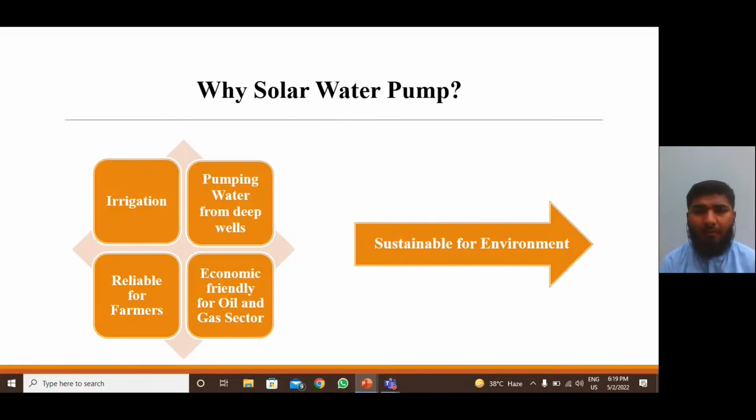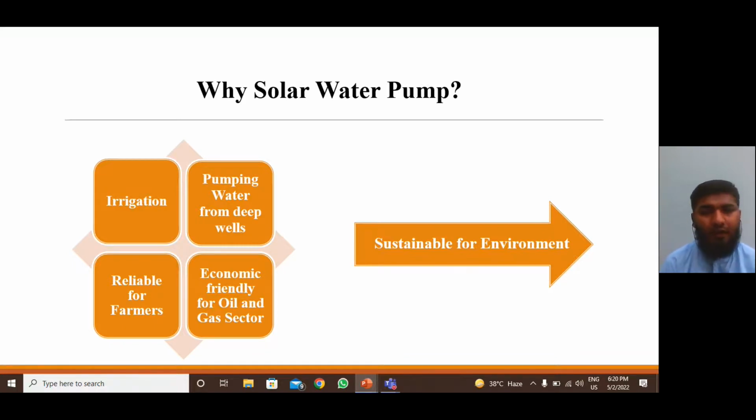Why solar water pump? As I discussed, solar water pump is essential to improve the efficiency of irrigation systems. It is more reliable for farmers because only its initial cost is high as compared to other systems like diesel water pump or electric water pump. But when it is installed, there is no need to invest further in this system.